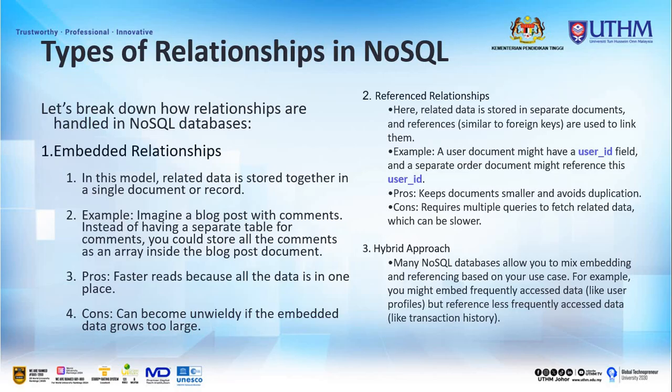Third one is the hybrid approach. When it comes to hybrid, it's a combination. Many NoSQL databases allow you to mix embedding and referencing based on your use case. For example, you might embed frequently accessed data like user profile, but reference less frequently accessed data like transaction history. So these are the types of relationship in NoSQL compared to SQL relational databases.